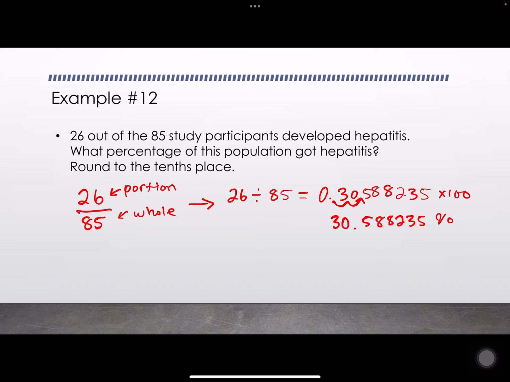30.588235 as your percentage. Now, the question asks us to round it to the 10th place, which you'll recall is here. So we need to look at this number, which is greater than 5, so we're going to round up. And our final answer ends up being 30.6%. So 30.6% of our study population developed hepatitis.